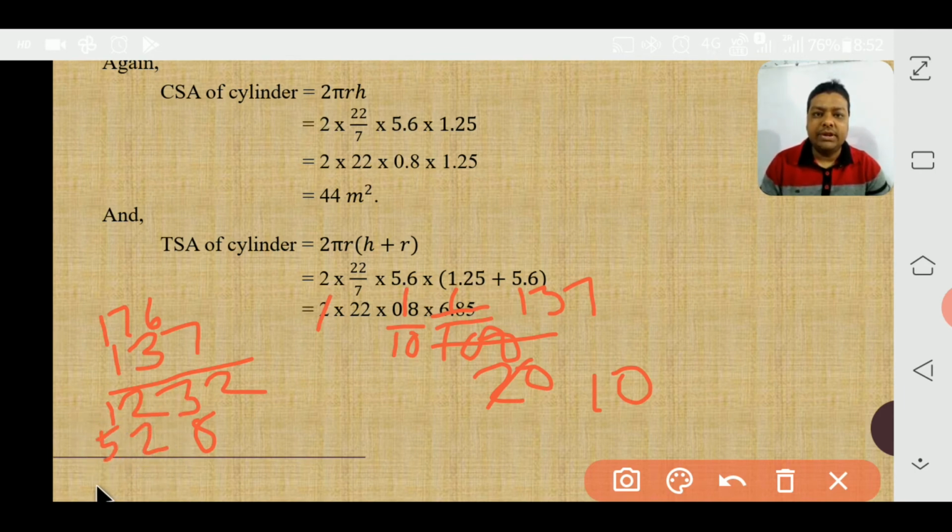Okay, and 176. Now we have to add it. Let's add it. 2, done. 8 and 3 is 11, 1 carry 1, 2 and 2 is 8... 6, 2 and 2 is 4, 6 is 10 and 1 is 11, 1 carry 1, 5 and 2 is 7, 1 is 8, 1 is 9 and at last 1.